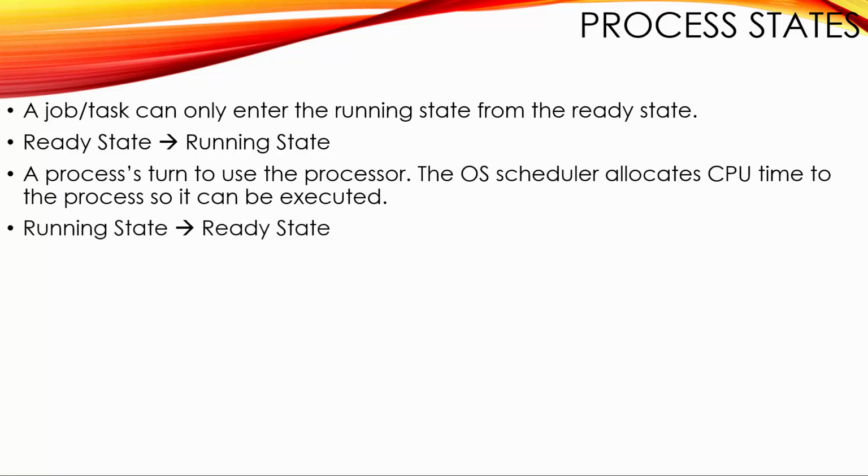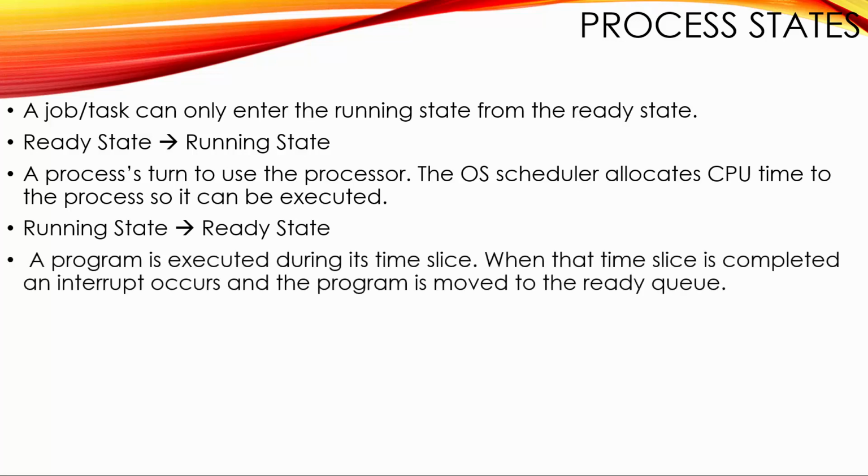Now, we can go from the running state back to the ready state. The program is executed during its time slice. That's why it's called a process. When that time slice is completed, an interrupt occurs and the program is moved back to the ready queue so it can wait its turn to run again.